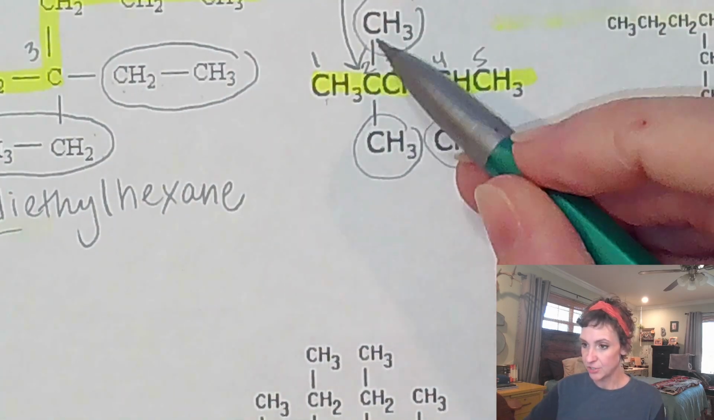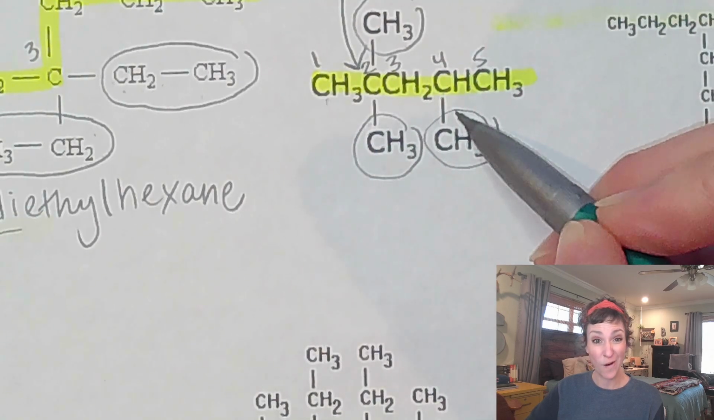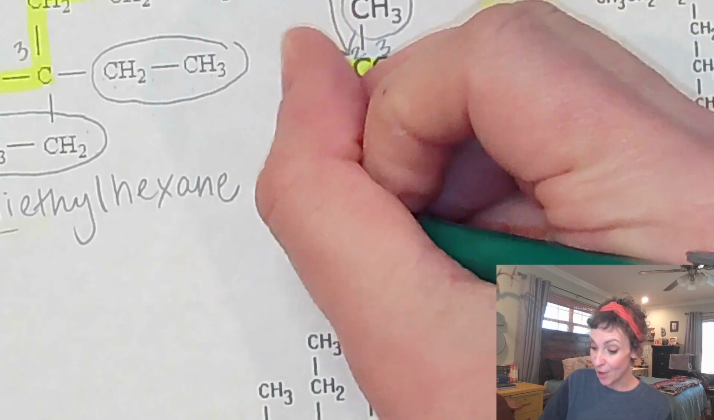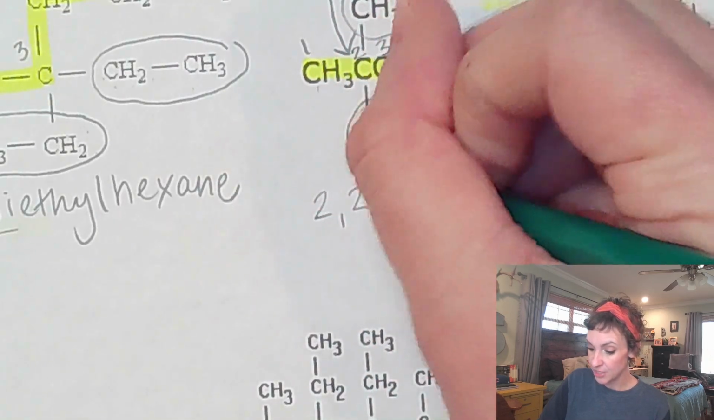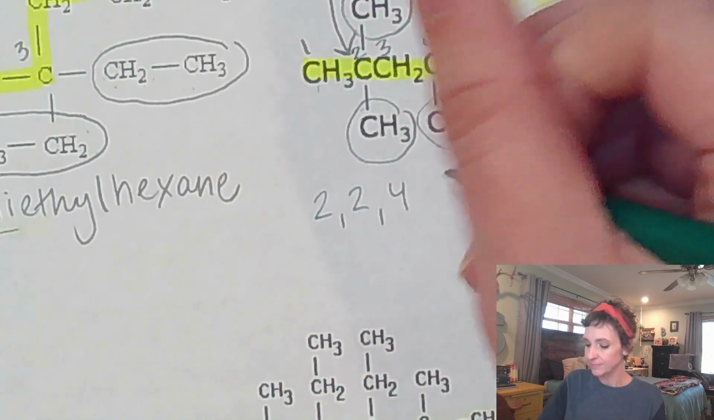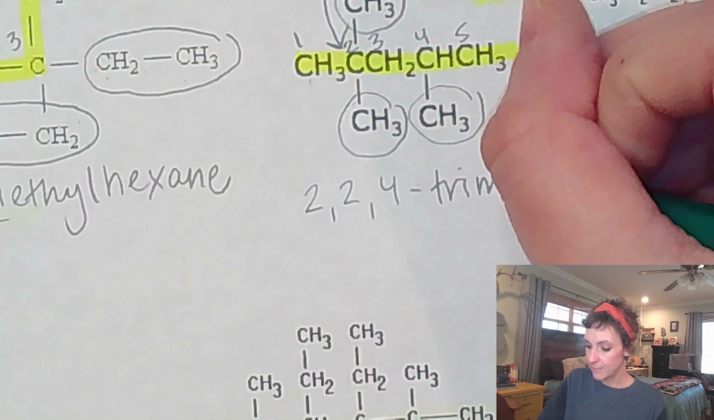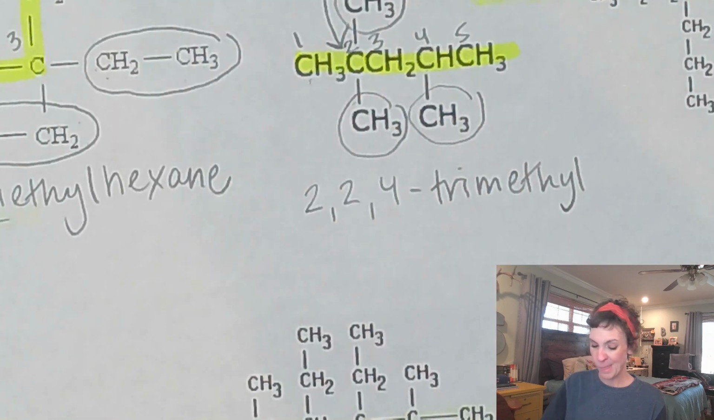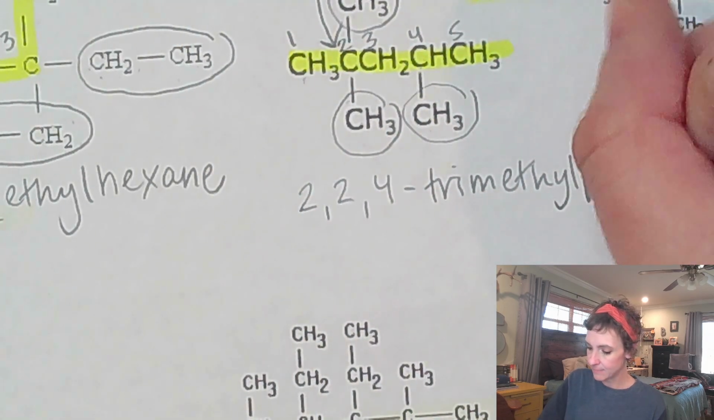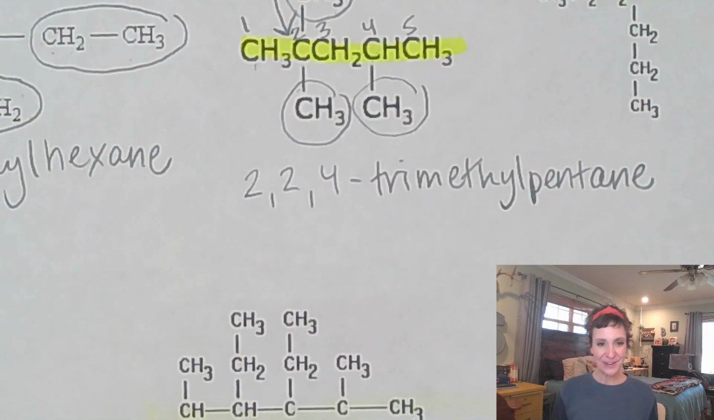Well, I got a 2 methyl group, I got another 2 methyl group, and I got a 4 methyl group. So we're going to give all of those numbers showing the location of all of those carbons where the methyl groups are coming off of, right? So 2,2,4-trimethylpentane. Yeah? Very cool, very exciting.